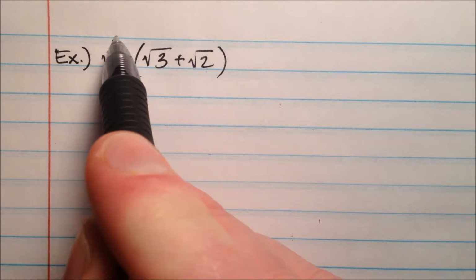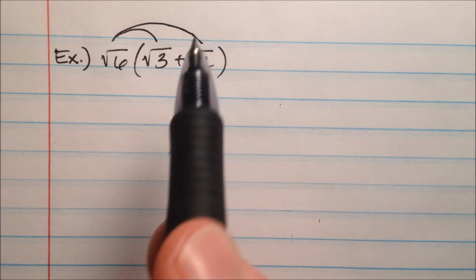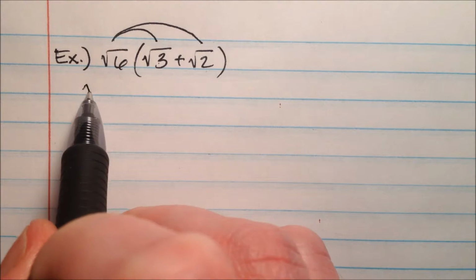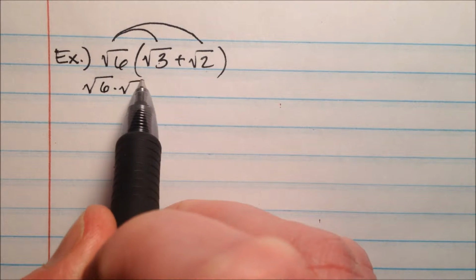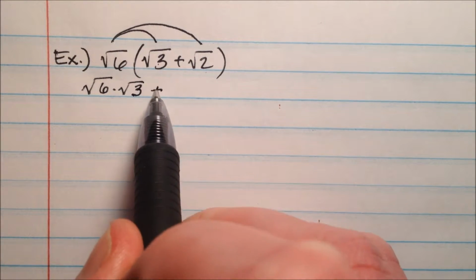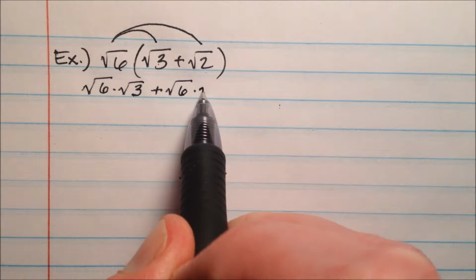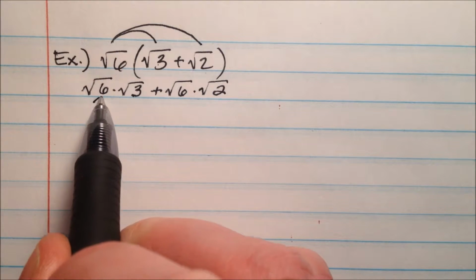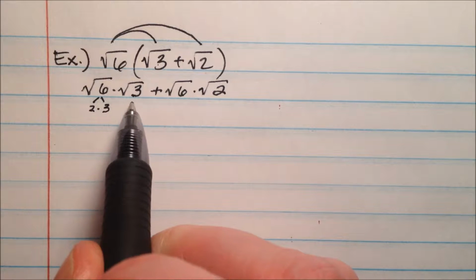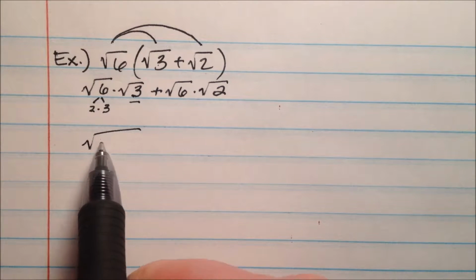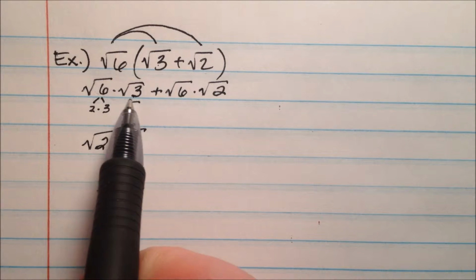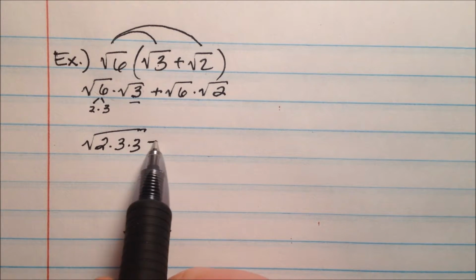So here we're going to use the distributive property and distribute that square root of 6 into both of these terms on the inside. So to write it out, we'll have the square root of 6 times the square root of 3 plus the square root of 6 times the square root of 2. Well, 6 here is going to be 2 times 3 along with the 3 that's already there. So it'll be 2 times 3 times 3 when we put all of these together under one radicand.